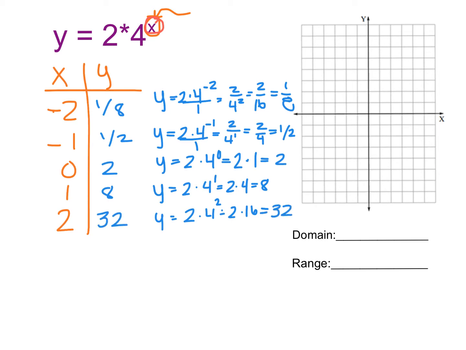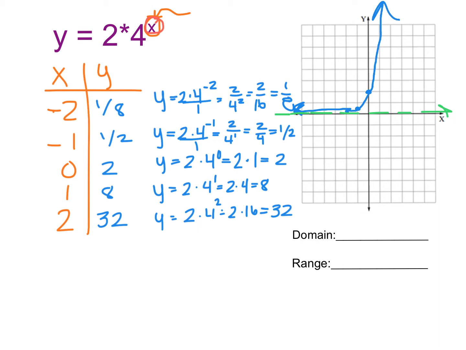So here if we plot those points, we have x is -2, y is 1/8, so that's pretty low down there. X is -1, y is 1/2. X is 0, y is 2. And then it'll shoot through x is 1, y is 8. So it's going to go up that direction. And then remember it has that horizontal asymptote, or that line that it can't cross right here at 0. So that graph in blue is our function.